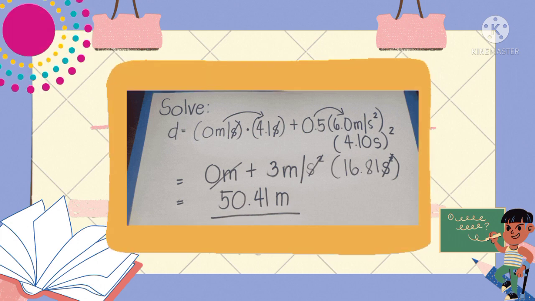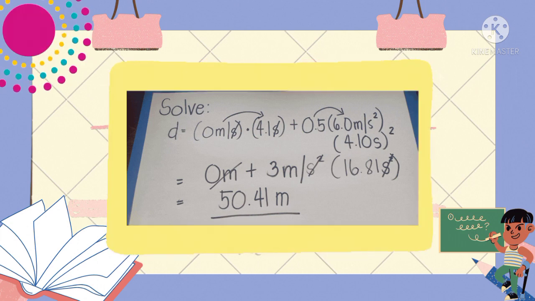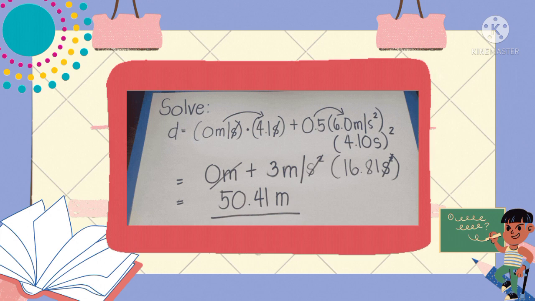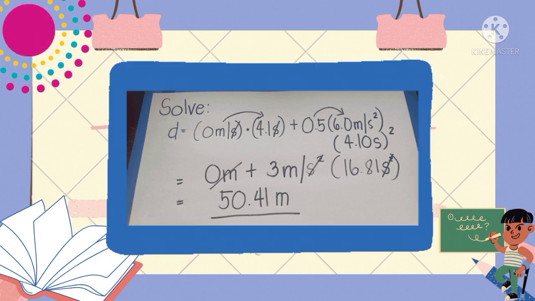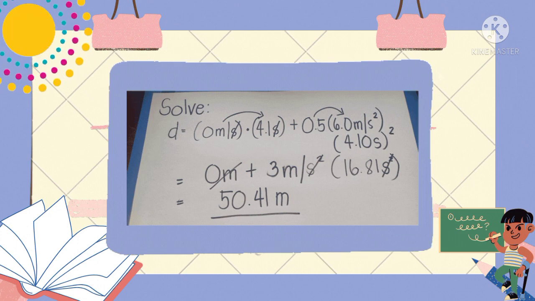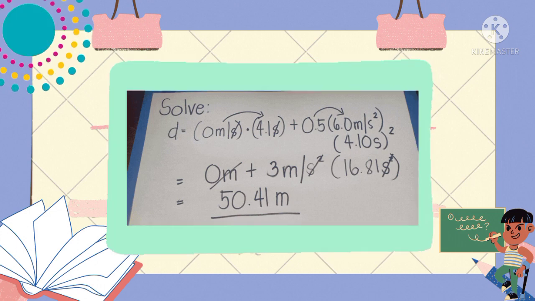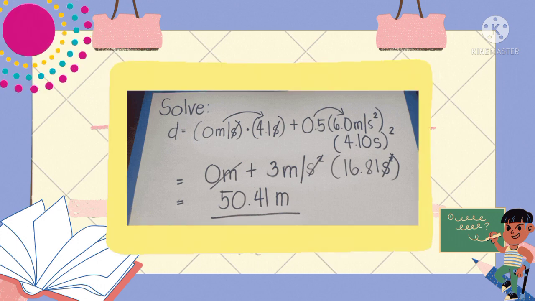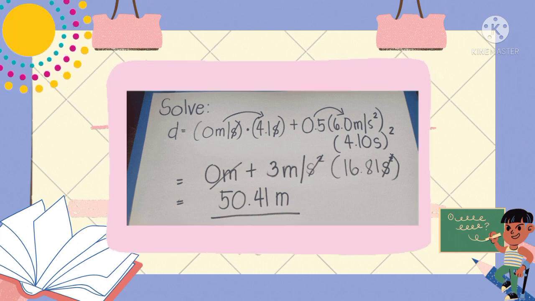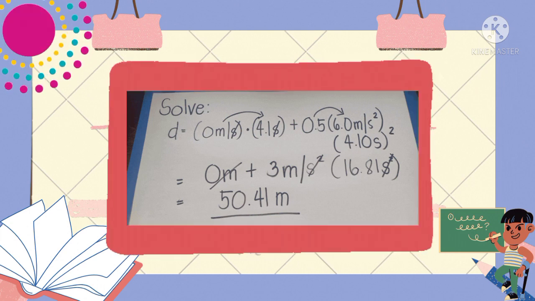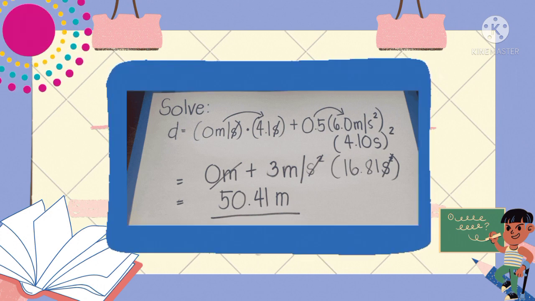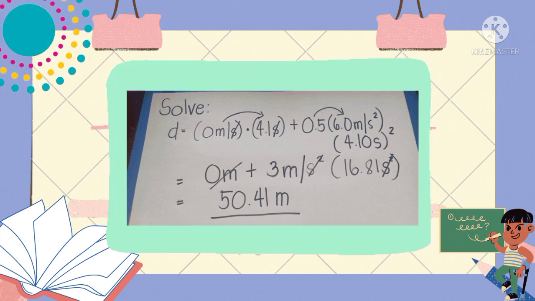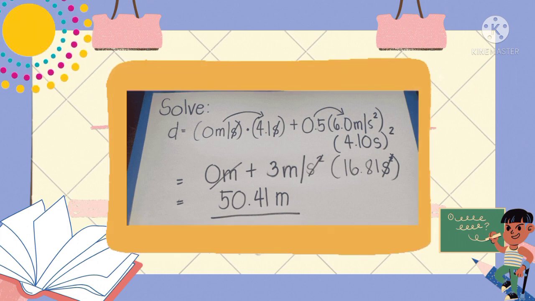The initial velocity is 0 meters per second because Mia accelerates from rest. Rest is equivalent to 0 meters per second. The time, 4.10 seconds, plus 0.5. 0.5 is a constant. Do not remove the 0.5 from the formula because it's a constant. Then we have 6.0 meters per second squared, the acceleration, multiplied by 4.10 squared.